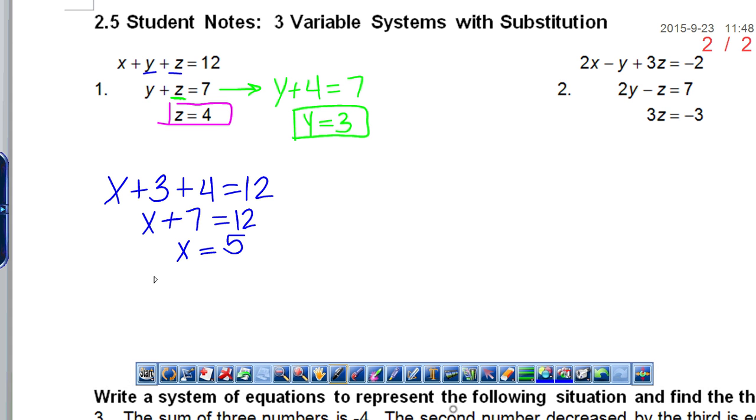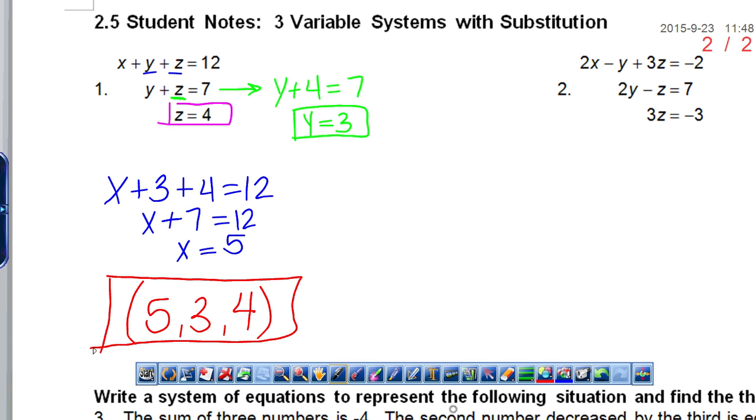So now the way we're going to write our answer is as an ordered triple, x, comma, y, comma, z. This ordered triple represents a location in a three-dimensional grid, or a three-dimensional graph with an x-plane, a y-plane, and a z-plane. So that's something that you'll see when you get closer to calculus in college.